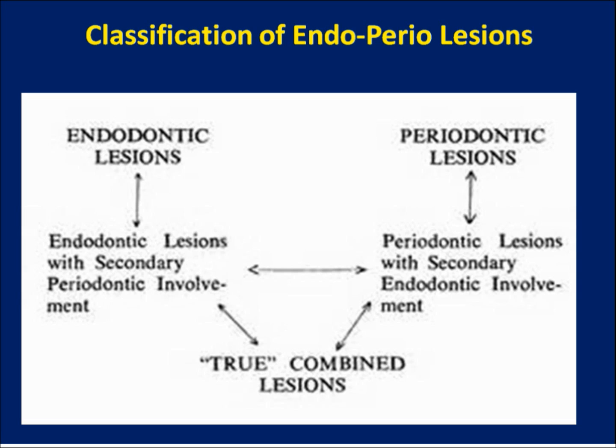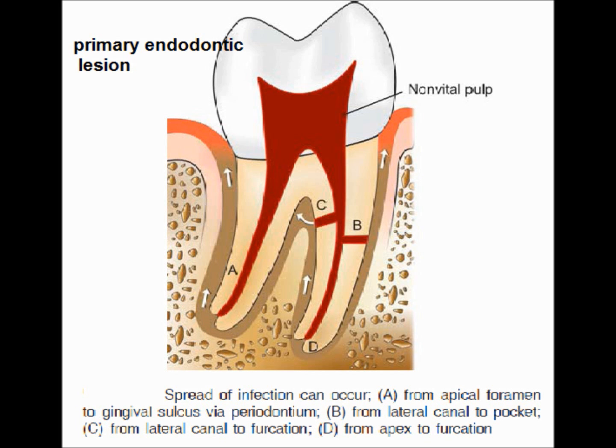Classification of endodontic-periodontal lesions. Number 1, primary endodontic lesion. Sinus tracts originating from the apex or lateral canal of the tooth may run along the root surface and exit or drain through the gingival sulcus. Radiographically, this drainage is seen as a radiolucency along the side of the tooth or in the bifurcation area.